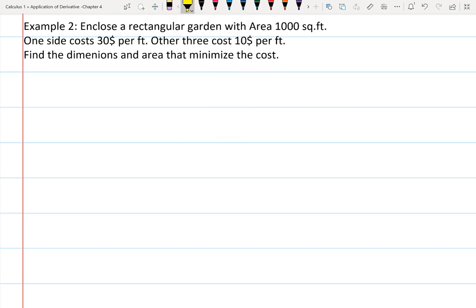Let's figure this out. Step 1, carefully read the problem. Enclose a rectangular garden with area 1,000 square feet. One side costs $30 per foot. The other three sides cost $10 per foot. Find the dimensions and area that minimize the cost.